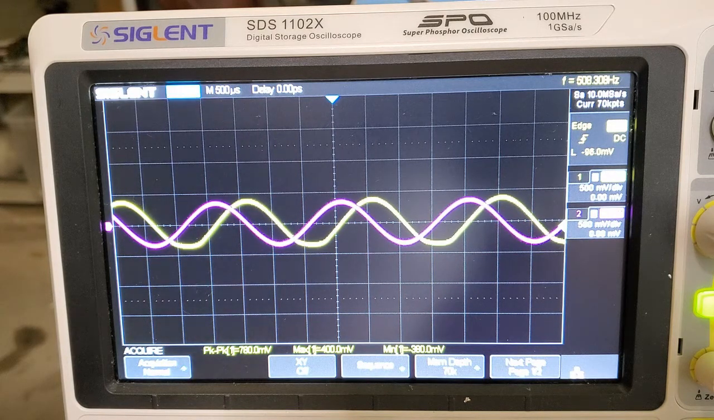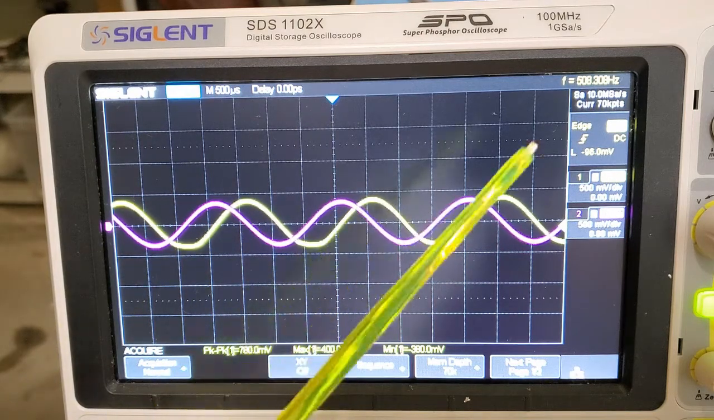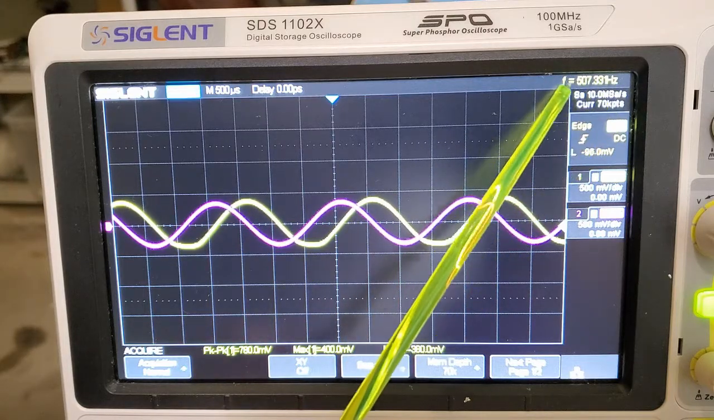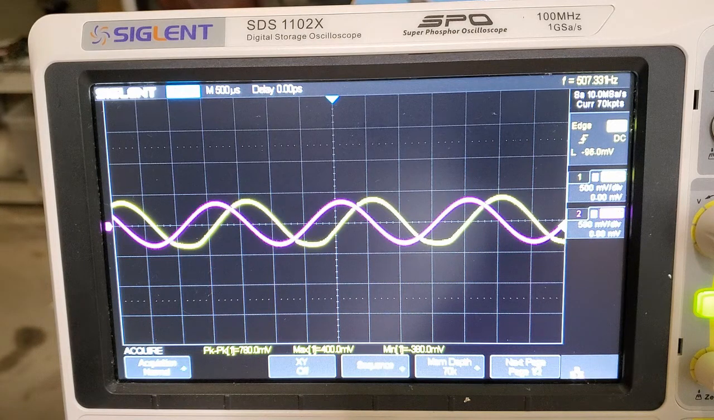So basically a 500 hertz difference between those two signals. And you can see on the oscilloscope here, I've got two signals in quadrature, 90 degrees out of phase with one another, and the difference between them is roughly 500 hertz. You can see it's about 507 hertz.